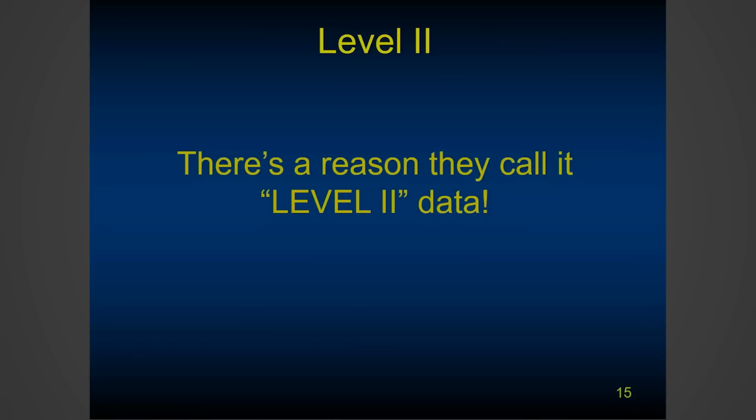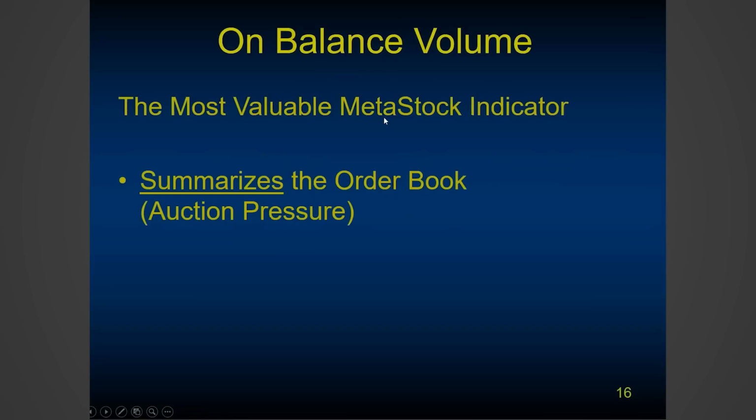Order book data is often called level 2, and there's a reason they call it level 2, because once you start using the order book, in our opinion, you start to become a level 2 trader. You're a level above most traders, because you're actually looking at what's really going on. What's really going on at the auction that we call the stock market.